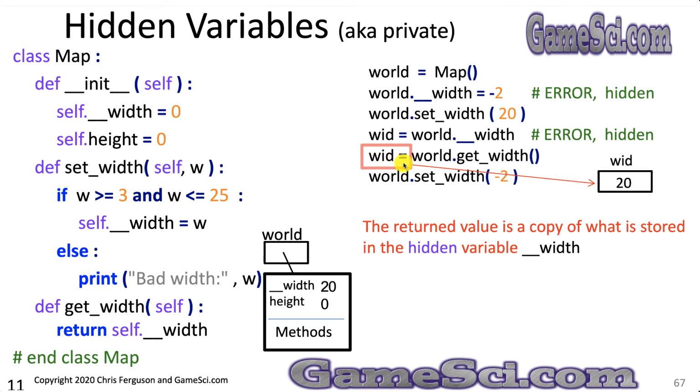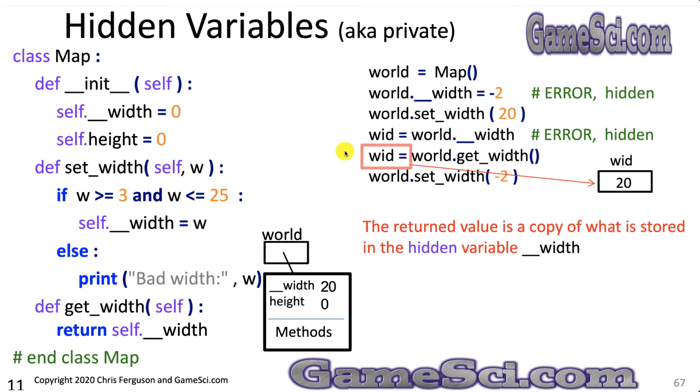After the value is returned, it will be assigned to our local variable WID, and there's the 20. The return value is a copy of what is stored in the hidden variable __width. See that 20? We made a copy of it and sent it back to the caller. This is a copy. At that point in time, this is what was in that variable.